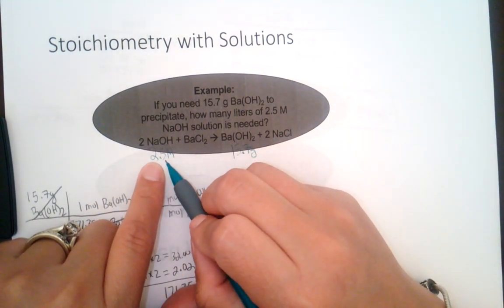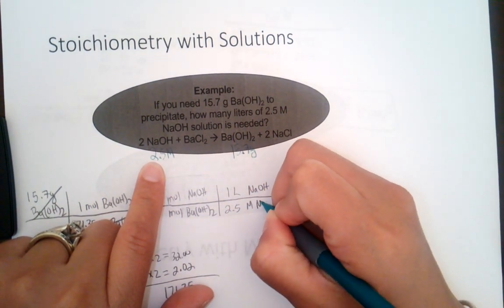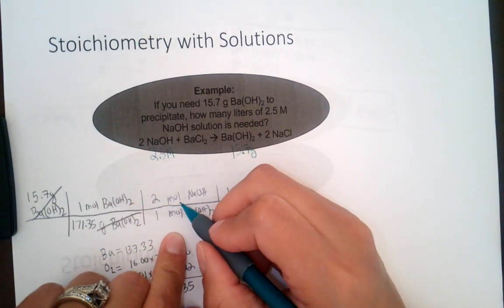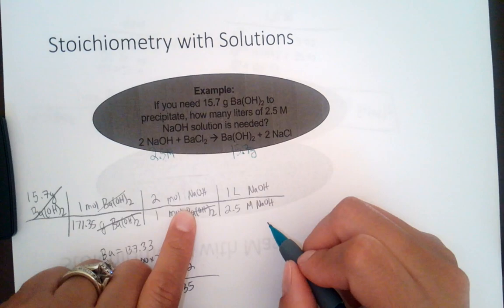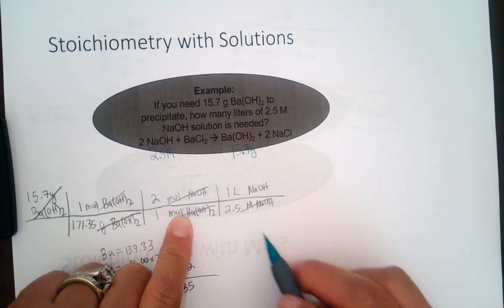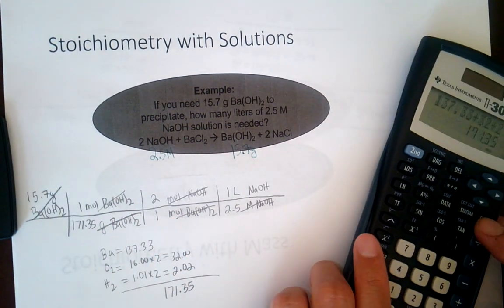They told you the molarity. The molarity is 2.5 M of NaOH. Molarity and moles can cross each other off because they actually do refer to the same thing. So these are actually the same units, even though it's a capital M. And now you can just go ahead and go across.